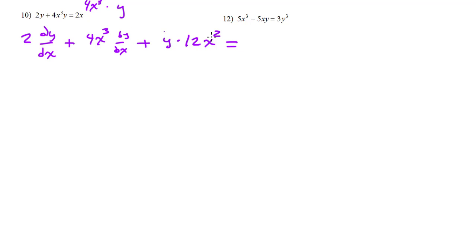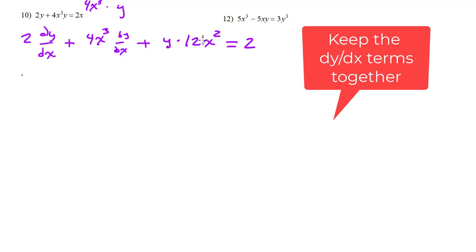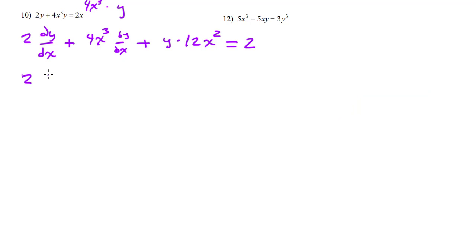And that equals, on this side, we're going to get a 2. Okay, so simplified, again, we want to keep our y terms together. And we're going to subtract this first to move it to the other side. So keep all the y terms here together. So that's going to give us 2 dy/dx plus 4x cubed dy/dx equals 2. And then we're going to subtract this. I'm going to just write it as 12x squared y.